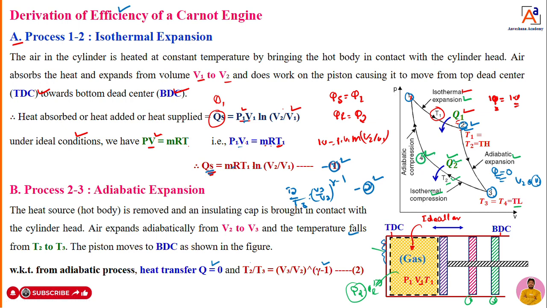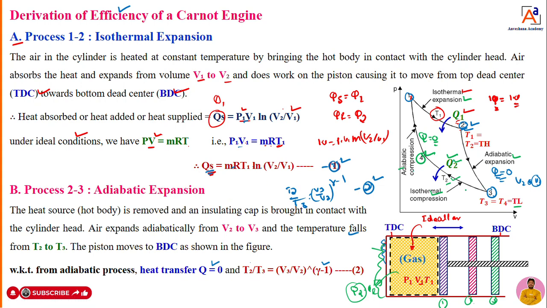Now immediately what I will do, I will remove the heat sink and put the insulating cap again. It becomes completely insulated, but the piston is still getting compressed. That we can call a compression process, but heat is not at all transferring. That we can call an adiabatic compression. So 4 to 1, the piston is going to move from 4 to 1, but heat is not at all transferring, though the compression process is happening. If it is adiabatic compression, heat is not at all transferring, that means heat is 0. Okay, fine.